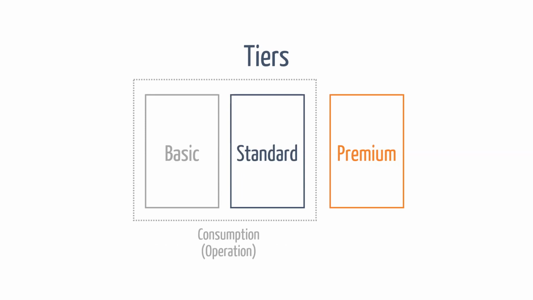So what we can say is that the basic and the standard tier is basically consumption-based per operation. You pay $9.80 per 30 million operations, and after that you pay per number of operations. And then the premium tier is your dedicated resource that is managed in messaging units.